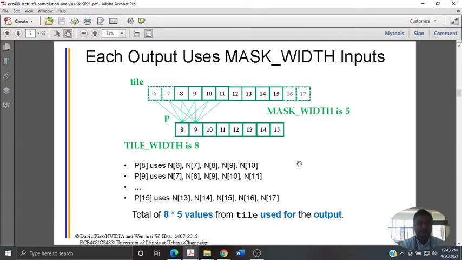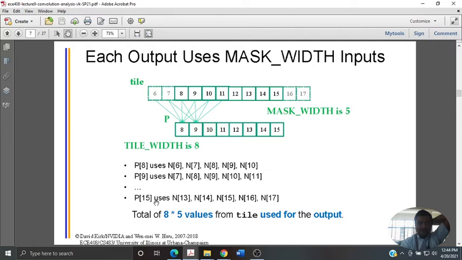Okay, so he is considering mask width 5. The computation of P8 uses N6, N7, N8, N9, N10. Because mask width is 5, 5 elements are being used, and then P9 uses the next five, and so on. Ultimately, a minimum of 5 elements are being used for each computation. So 8 into 5, because you have to compute 8 output elements, the output tile width being 8. These 8 into 5 values are repeatedly used for the outputs, giving 40 memory accesses.